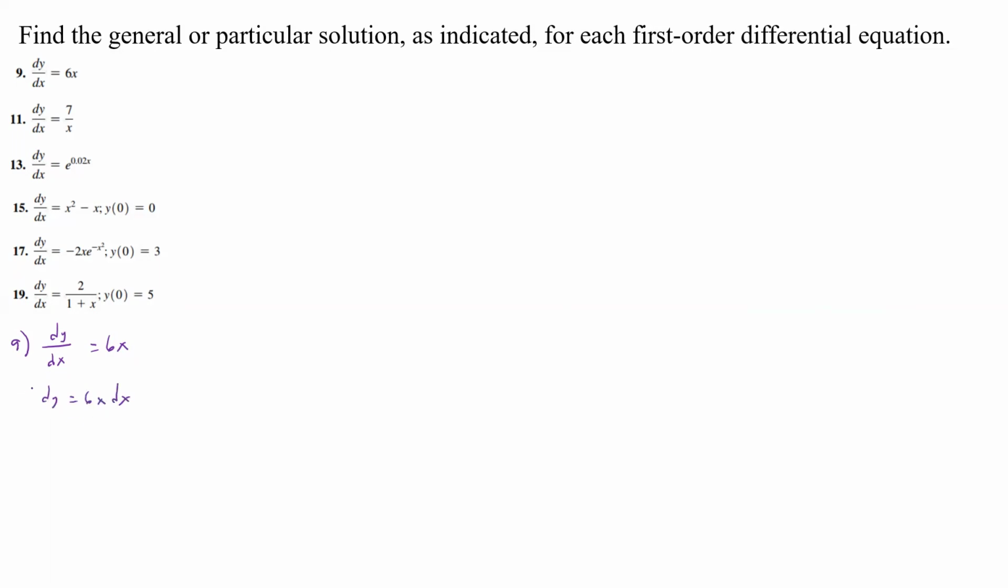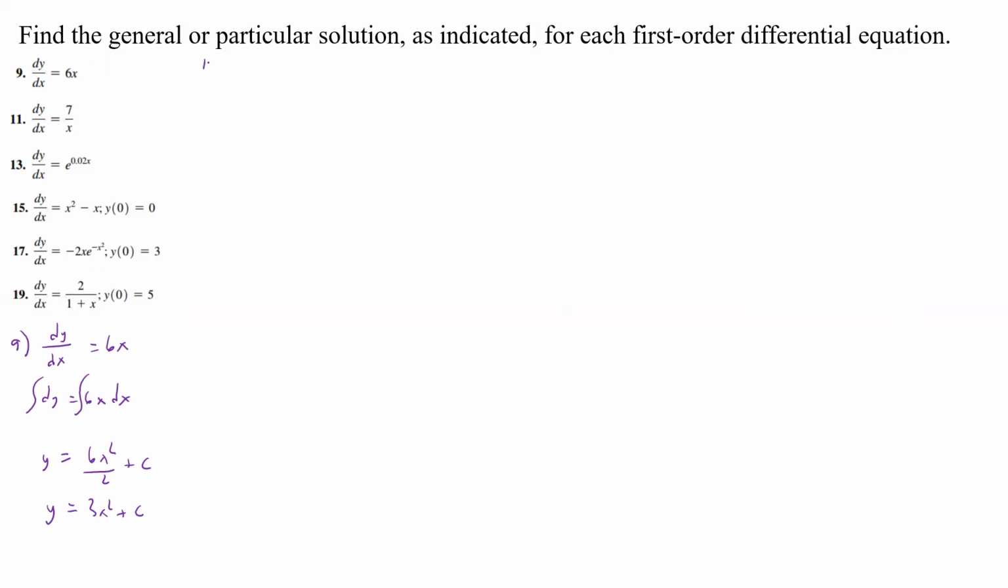Now, what are we going to do? Well, we're going to integrate both sides. I could have put that integral here and it would have been just fine because it can go on either side, but I'm just going to leave it like that. The integral of dy is y. The integral of that is going to be 6x squared over 2 plus c, or 3x squared plus c. And so that's what my y is equal to.